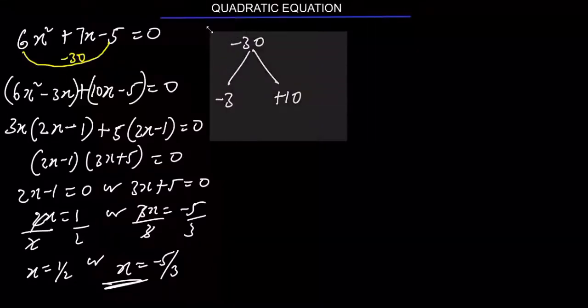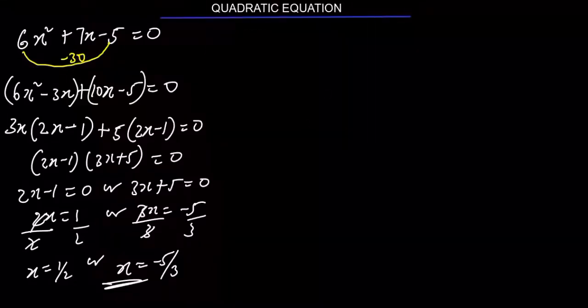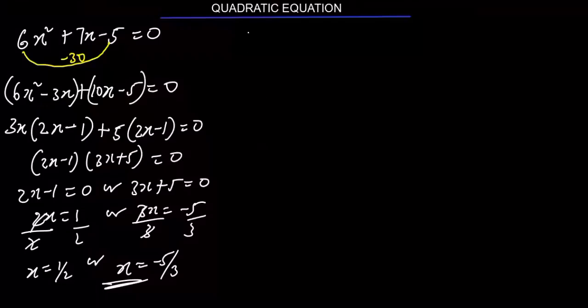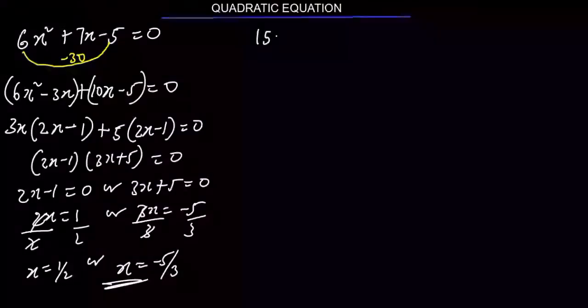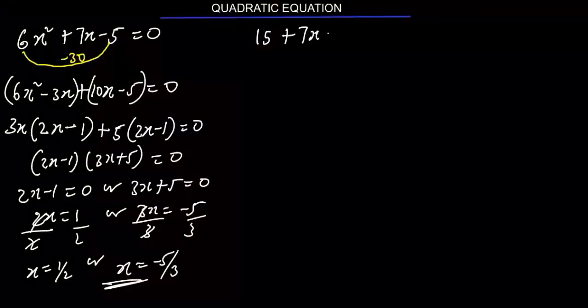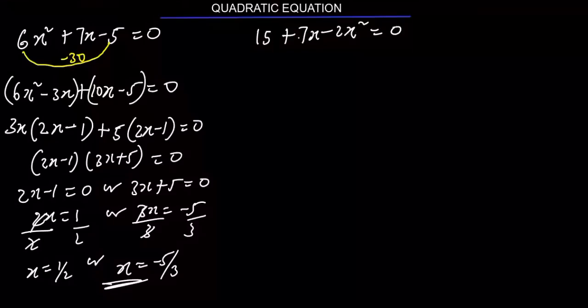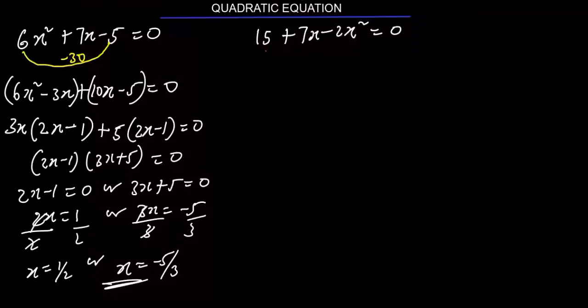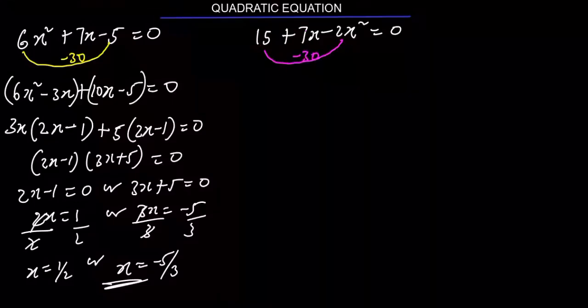And what if I'm having a question like this, whereby I have it to be 15 plus 7x minus 2x squared equal to 0? So how do we solve this? Now, firstly, check this and this. Multiply it out. That will give what? 15 times minus 2, that's minus 30. Now, give me two numbers that will give me minus 30, and when I add them together, they are going to give me a plus 7.